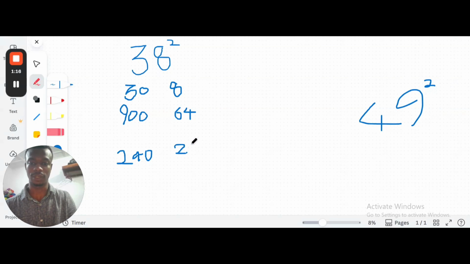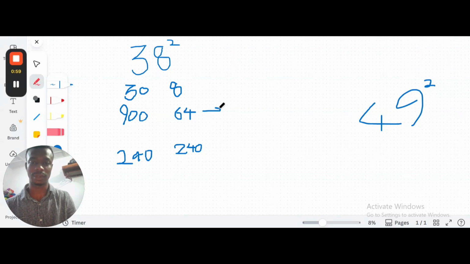8 times 3 is 24, right? Then you add 0 because there is 1 zero here. So 30 times 8 is 240. You're going to write it twice. Once again, you're writing it twice because this is the power of 2, right? Now, the last thing you do is to add them all up together.